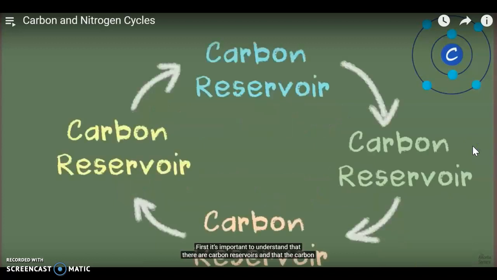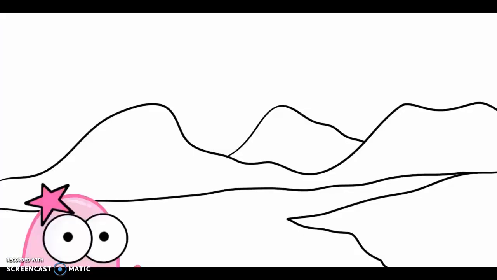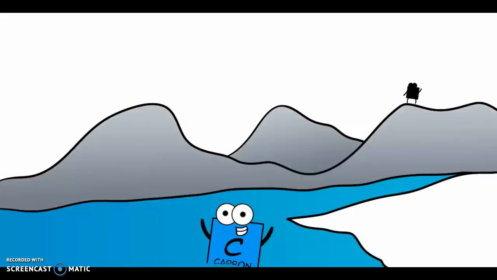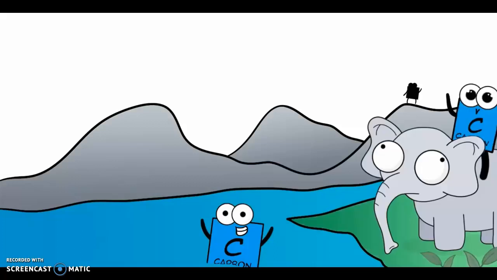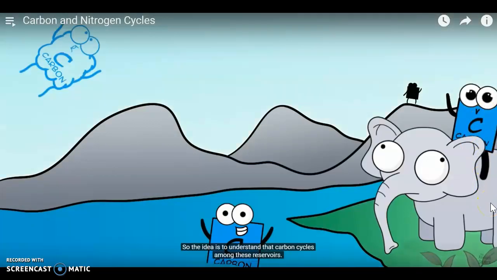Basically, areas where carbon can be found, where carbon is hanging out. And the carbon cycle is a cycling among these reservoirs. So here are some major examples of where carbon is found. Carbon's dissolved in the ocean, it's in rocks, it's in fossil fuels, it's in living organisms, it can be found in the atmosphere. So the idea is to understand that.